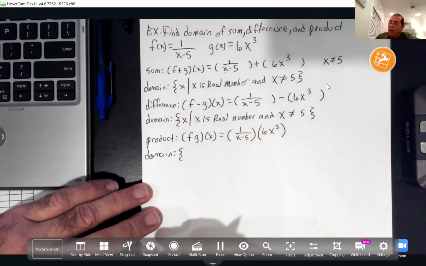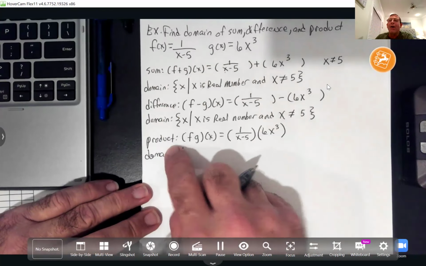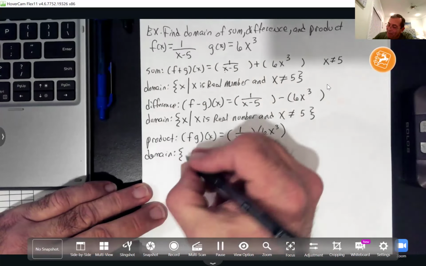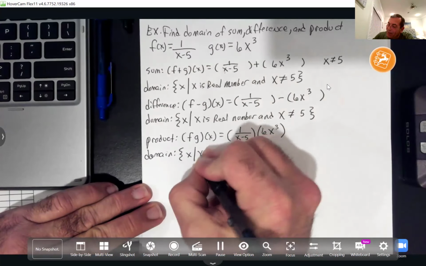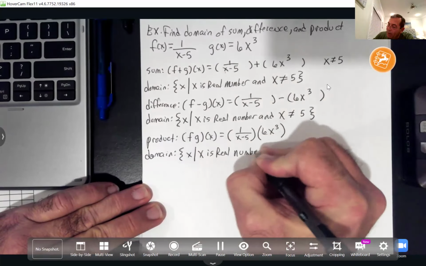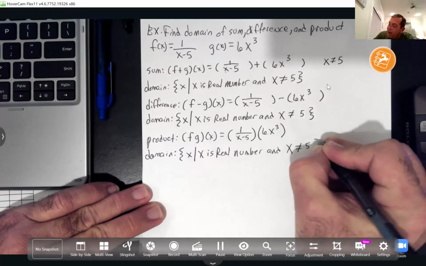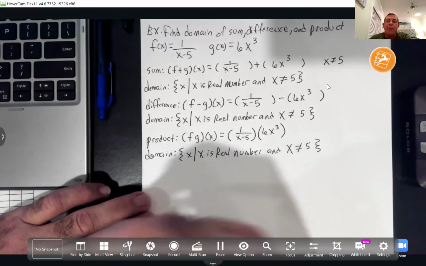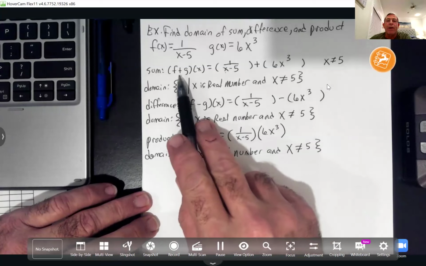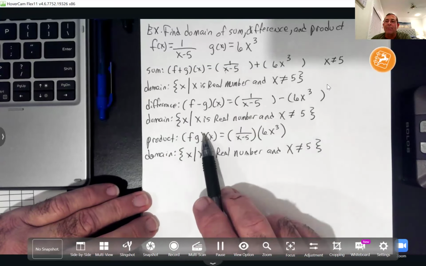So I want y'all to notice adding, subtracting, multiplying, always got the same domain, okay? So x is a real number, and x cannot equal 5. So when you're doing number 14 and 15 and you figure out the domain of the sum, you might as well repeat that 2 more times, okay?